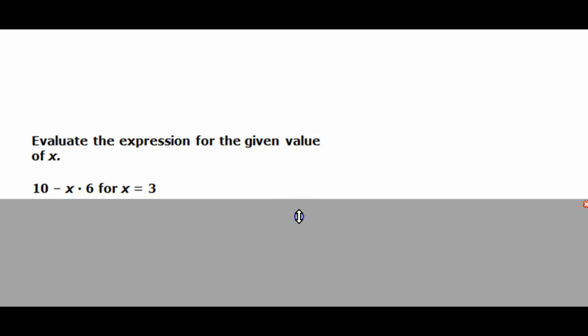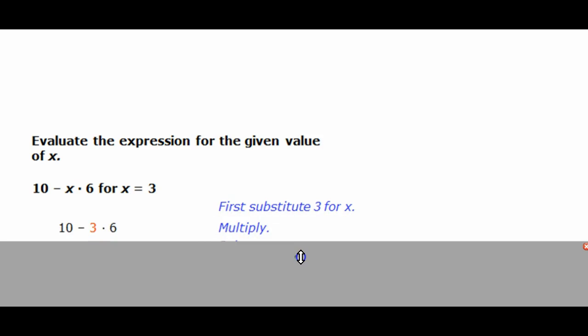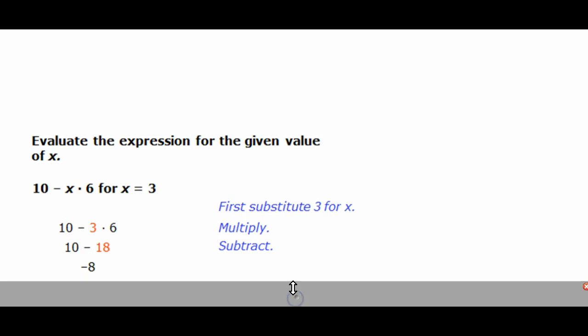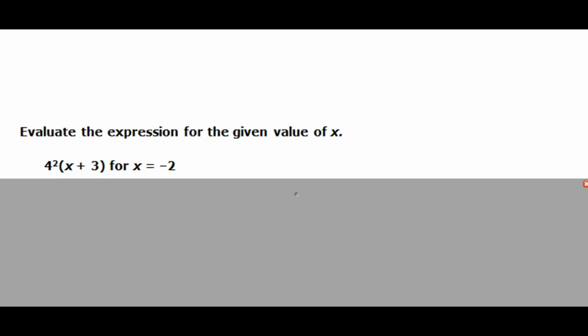All right, here we go. We substitute the 3 in. Then we're going to do the multiplication. Remember that minus sign stays in front of that. And now we're going to subtract. Let's do this one. The negative 2 in place of x.